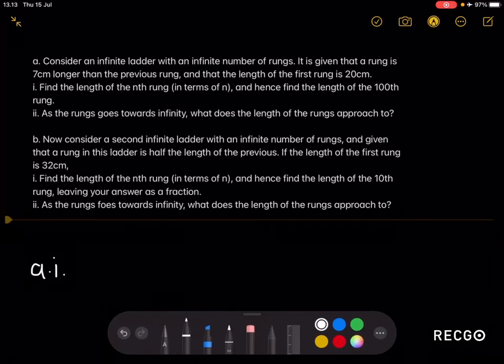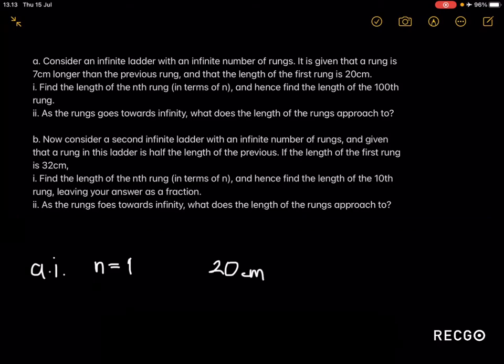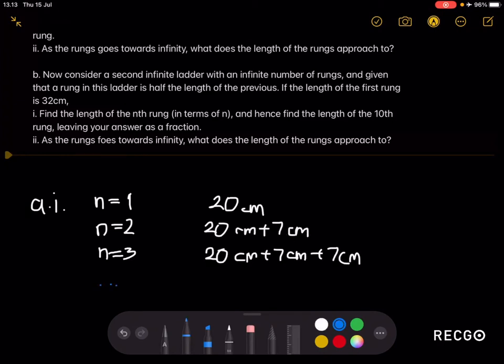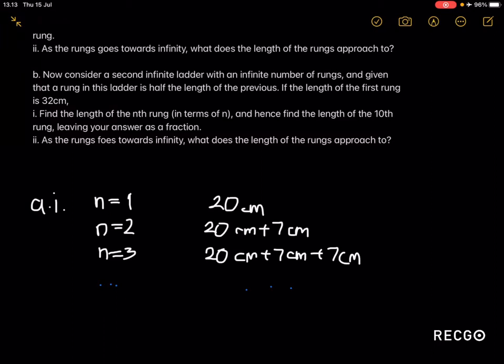And part A is asking us to find the length of the nth rung and hence find the length of the 100th rung. So I'll just do some observation. Notice that on the first rung, we have a length of 20 centimeters. For n equals 2 and n equals 3, we're essentially just adding 7 centimeters. And notice that this sequence looks like an arithmetic sequence, and indeed it is.